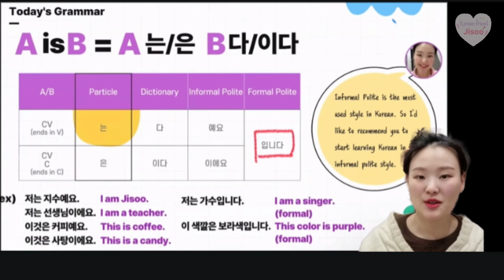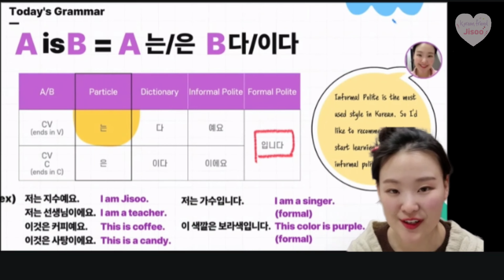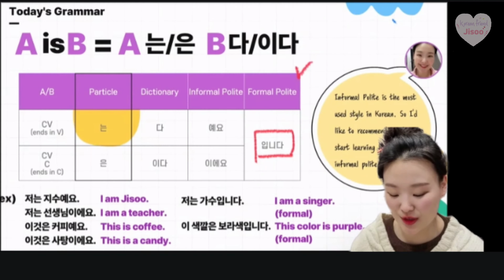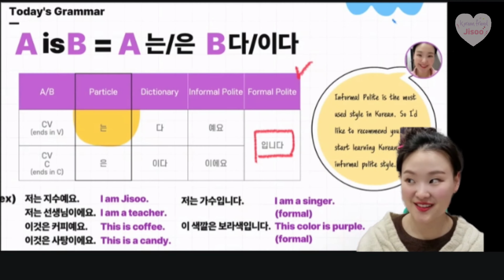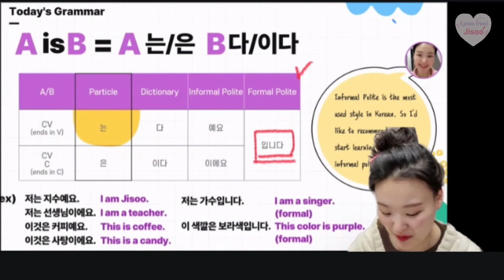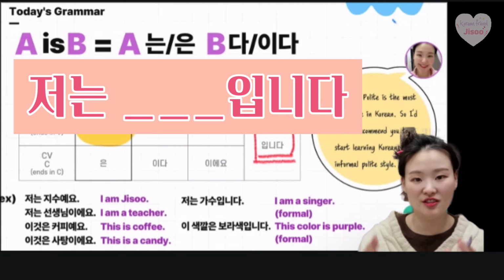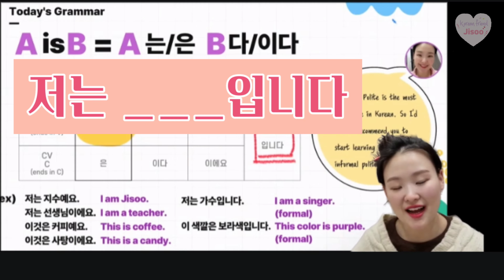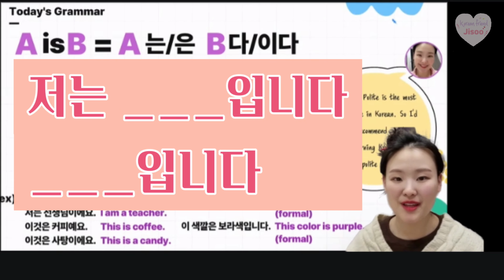Both are okay. So when you introduce your name for the first time, use the formal polite one because it's like presenting yourself. It's quite formal, right? So you better say 저는 blah blah blah 입니다 or blah blah blah 입니다.